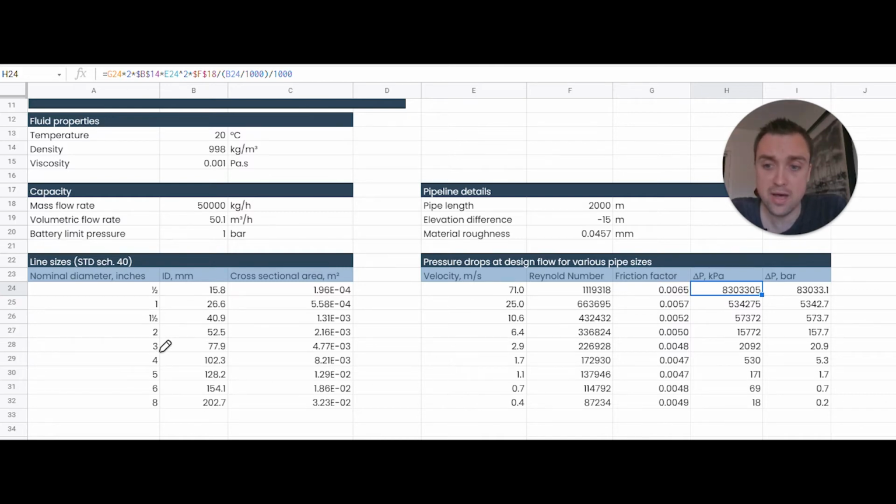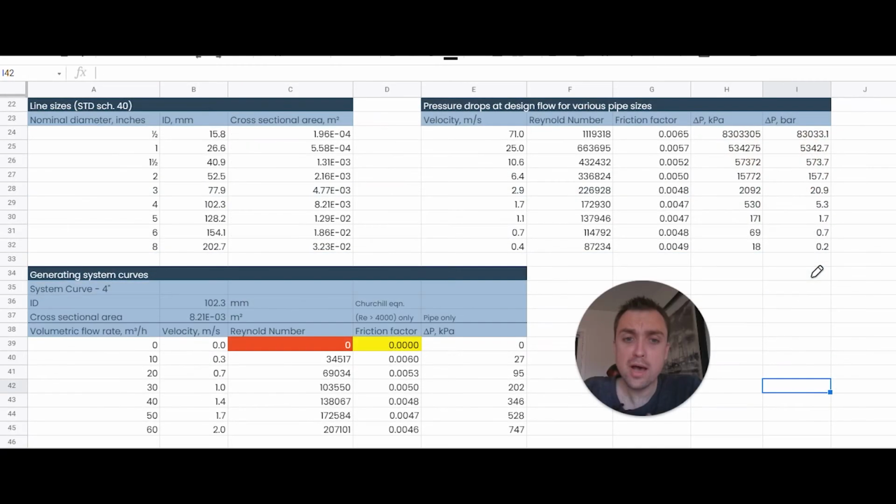And I don't like this 20 bar, it's too high. We're going to look at pipe sizes from 4-inch to 8-inch. We don't need to go higher than 8-inch because already at 8-inch, this pressure drop is so low. So now what I've done a little bit further down is I've selected the 4-inch pipeline, and where previously we were looking at only the design flow rate for various sizes of pipeline, I'm fixing the diameter at 4 inches, and I'm looking at what the pressure drop in that 4-inch pipeline would be at various flow rates.